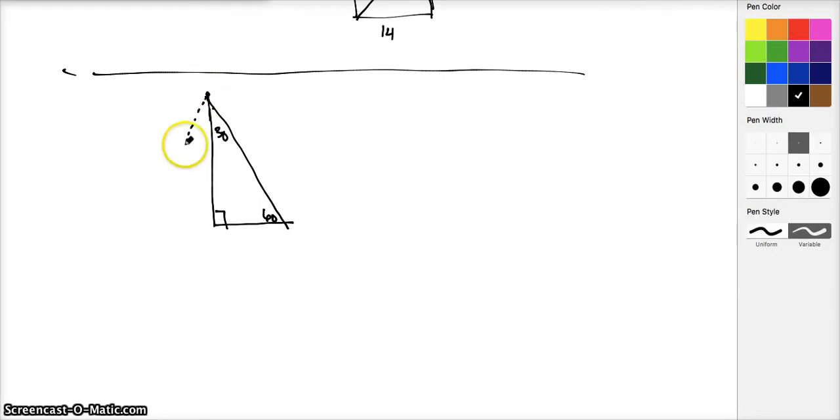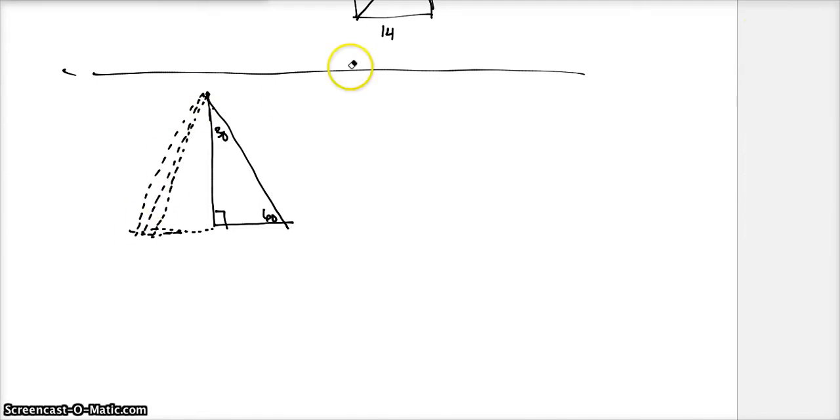What if I drew an auxiliary picture, a little helping picture? What if I drew basically the same triangle back on this side? Do you know what kind of triangle I would have? I'm really having trouble with this little line here. Do you know what type of triangle I would have?